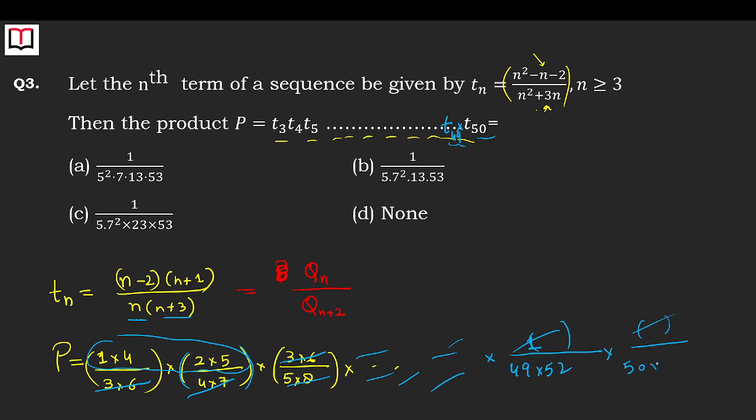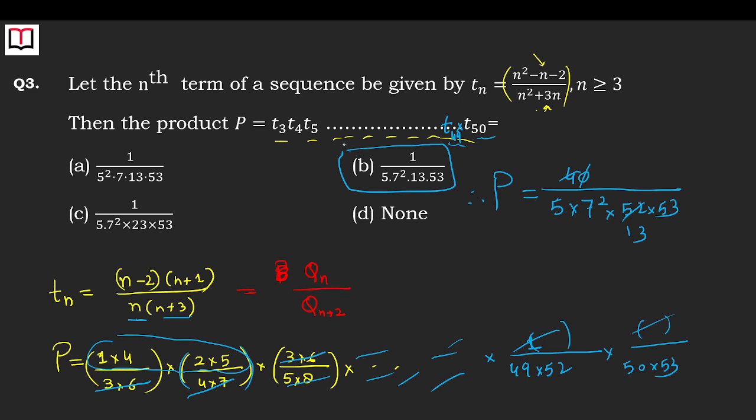So 50 into 53. So therefore, the answer is simply 2 into 5 into 10 into 40 over 49 into 50 into 52 into 53, which simplifies to 5 into 7 square into 52 into 53, that is 4 into 13. So that's the answer. Okay, a similar question, but since it's based on the product of the terms, we try to write the general term as the ratio of two terms of the same sequence.